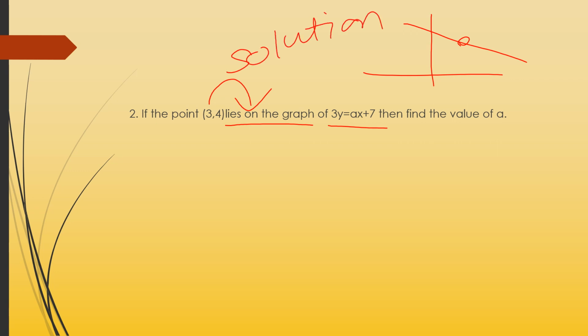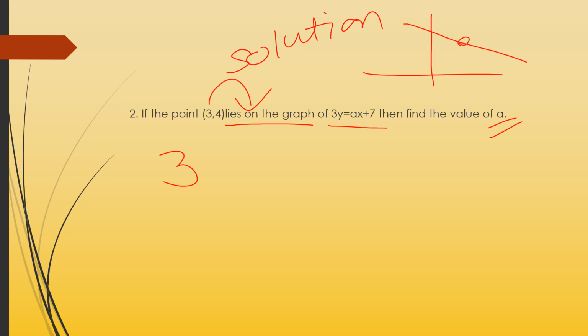solution. And you know the meaning of solution. That means this point is going to satisfy the equation 3y equals ax plus 7. So find the unknown value a. So a similar type of question we have already discussed.